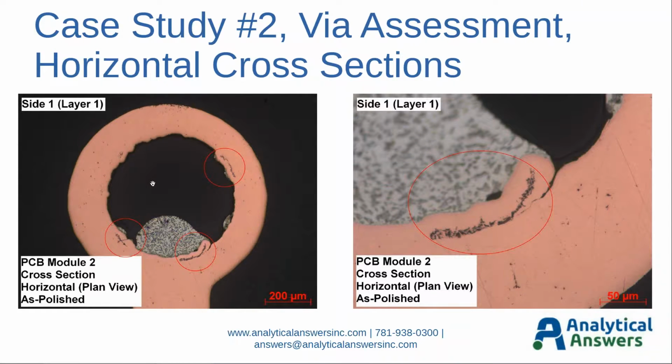Now, if we had cross-sectioned this particular via in the vertical orientation through this plane here that I'm showing you with my mouse, we may not have seen these defects. So that's why it's often important to look in the horizontal orientation as well, to understand how far around the via or PTH these defects are extending. Again, here's a higher magnification of one of those anomalies that we observed earlier in the as-polished condition.